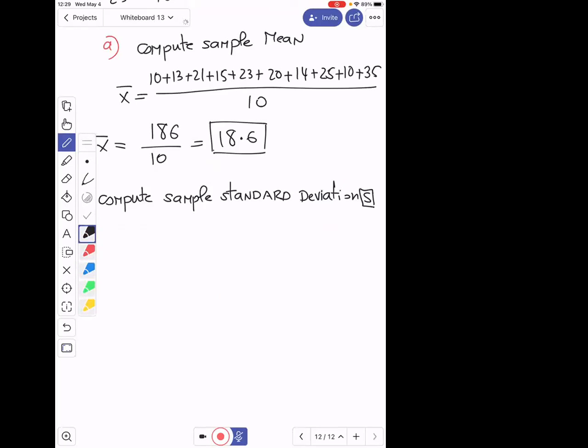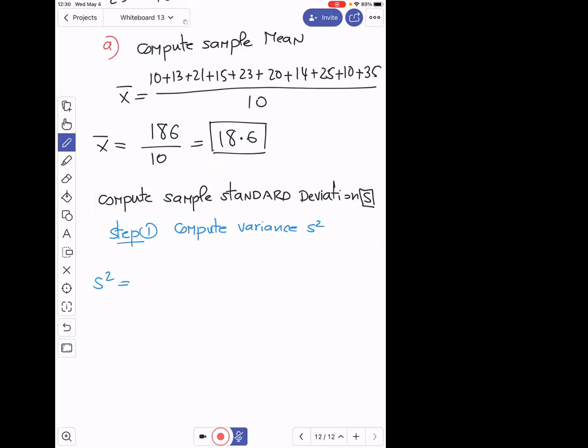So as a first step, we're gonna compute the variance. Step one: we're gonna compute the S square first. That's the variance. So at step one, I'm gonna compute the variance, which is S square. I'm gonna just remind you the formula of S square.